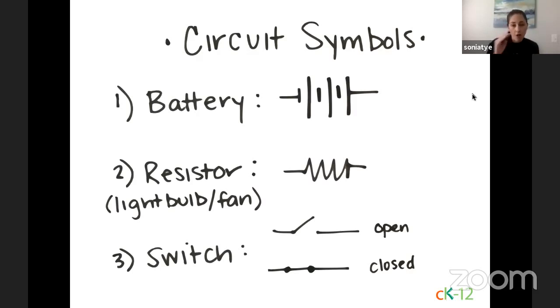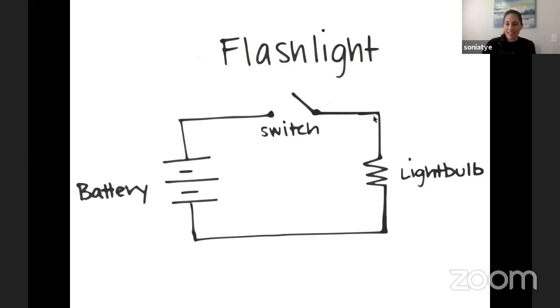Now, if I put all three of these symbols together, I can draw a circuit diagram for any type of electrical circuit. I chose a flashlight because it's a really simple circuit and we did talk about a flashlight a few days ago. So there you could see the battery symbol, long line, short line, long line, short line. Then you can see the switch in my flashlight. It's open right now, meaning the flashlight's off, electricity can't flow through it. And then there's a little squiggly line for the light bulb, which is our resistor.